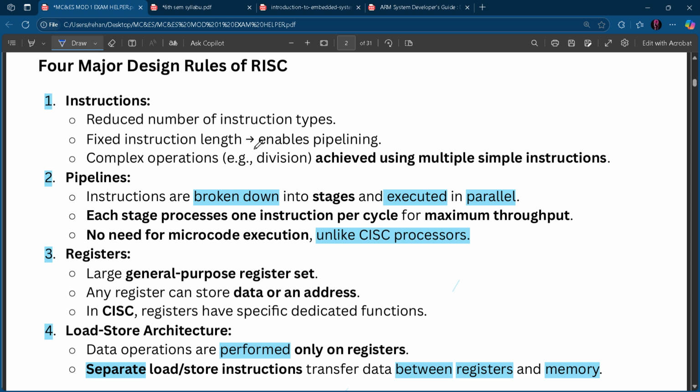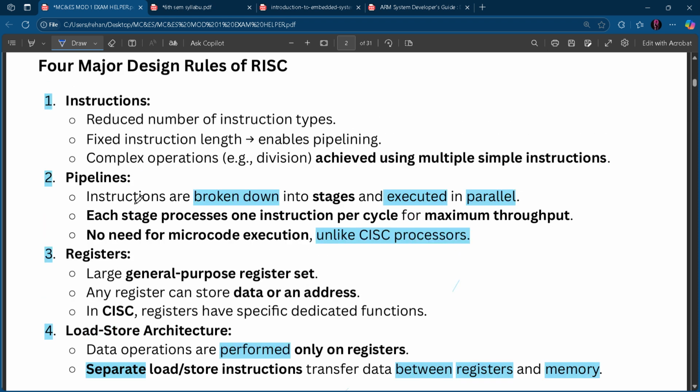You know, if the length is fixed, then you don't have to worry that it will change during processing or while executing. It won't change the length. So pipelining is very helpful over there, where you can break into different blocks and then execute one by one. Then a complex operation, for example division, is achieved using multiple simple instructions. Like I said, if you have to divide two numbers, you have to load and store the value of each number. For example, 6 divided by 2: first 6 will be stored in register R1, and 2 will be loaded in register 2. Then they will perform the division operation, and the answer is stored in a new variable or updated in the same register. It's just like that.